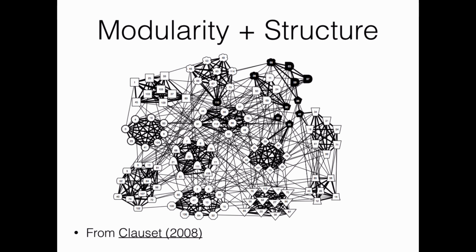Finally, this exists as an algorithm in Gephi, and is a pretty active area of research: network modularity and structure detection. This particular network is NCAA football teams, and you can see pretty clearly, running this modularity algorithm, they were able to detect the individual conferences. This is from a paper by Clauset, one of the lead researchers in this area, in 2008.